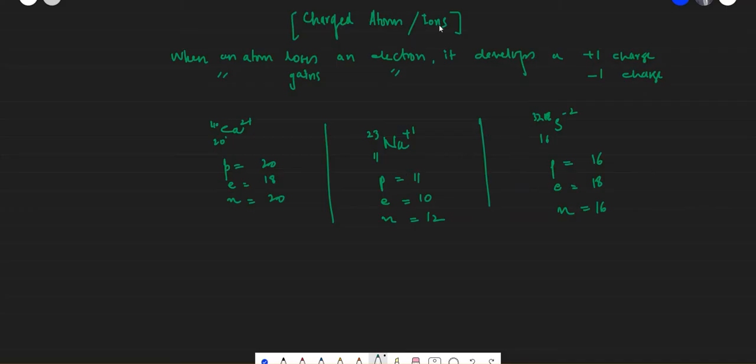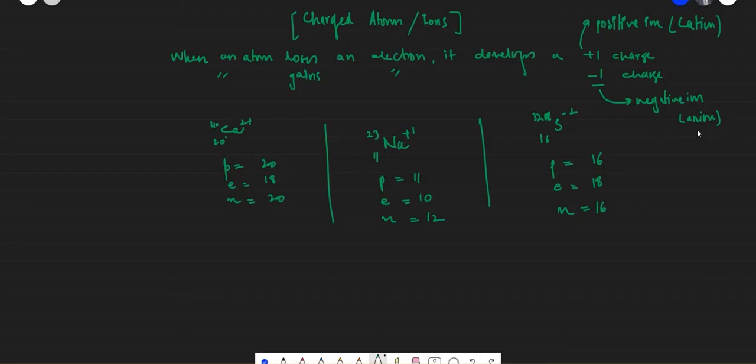Charged atoms are called ions. When an atom loses an electron, it develops a +1 charge. A positive ion is basically formed. You should know that when a positive ion is formed, it is called a cation. Positive ions are called cations. And when a negative charge comes, a negative ion is formed. It's called an anion.